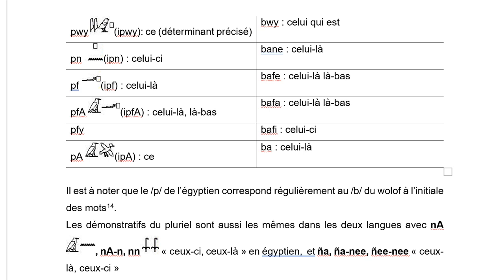In plural also you have here ne, nen, also these guys there, or these guys over there. You have in Wolof also the same thing. Nya, nyane, nyene, nye, etc. The same.